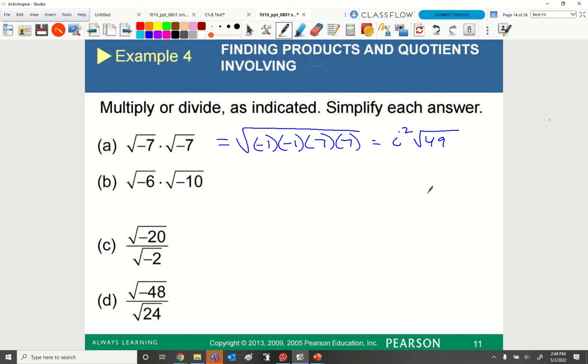Because remember, i is the square root of -1, right? And i squared, what happens when I square a square root? It cancels my root, so you're left with -1. So right here, this is going to change. The square root of 49 is 7, right? So it's 7 times i squared, which is -1, so I get -7 as my answer.